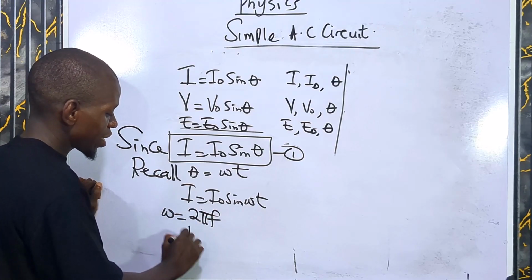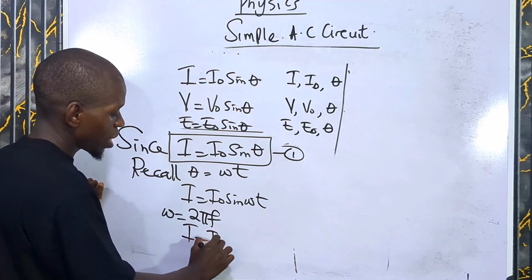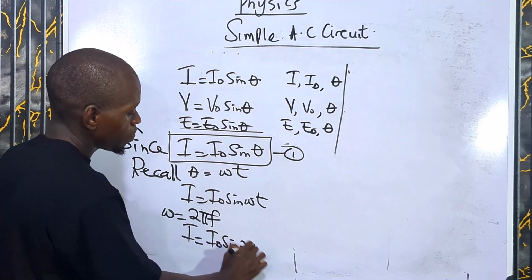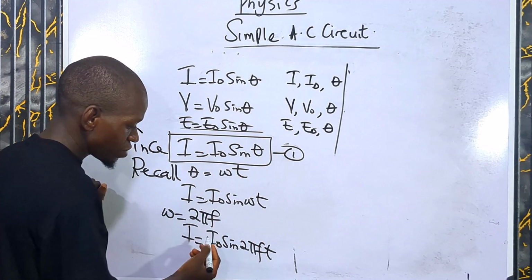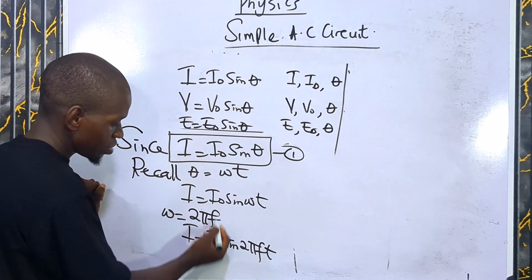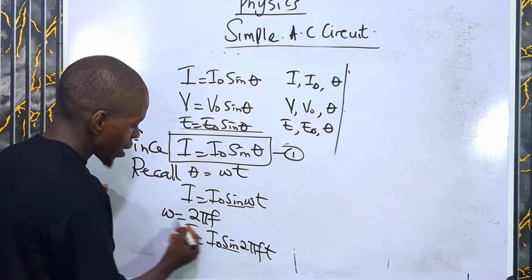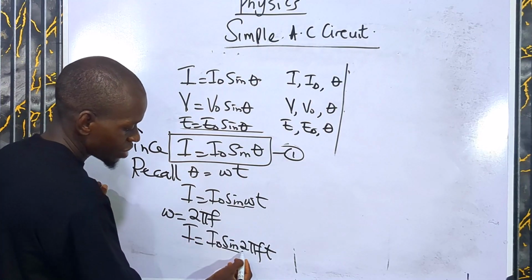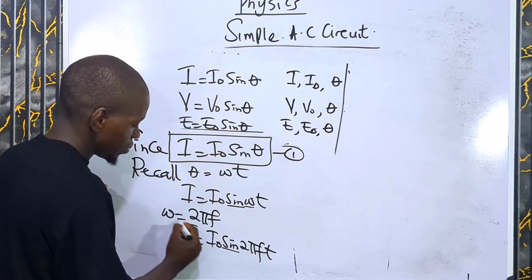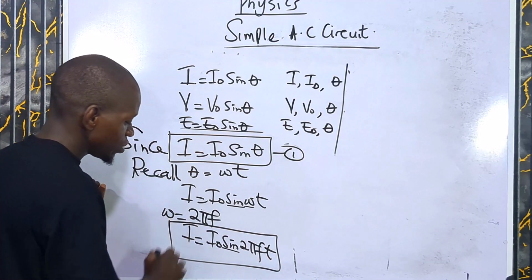So for that reason, I can just say that I equals I0 sine 2 pi f t. How did I get that? This is my I, this is my I0. This remains my sine. But this omega, I replace with 2 pi f, and I bring down my t. So this is the second one I need to know.